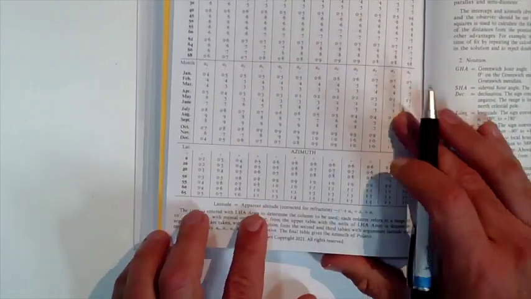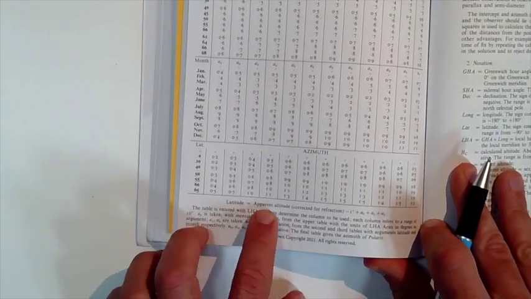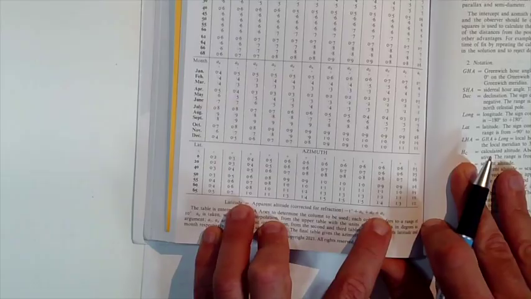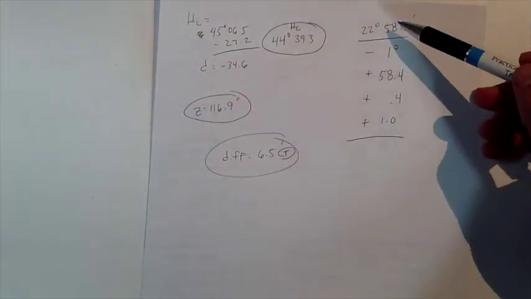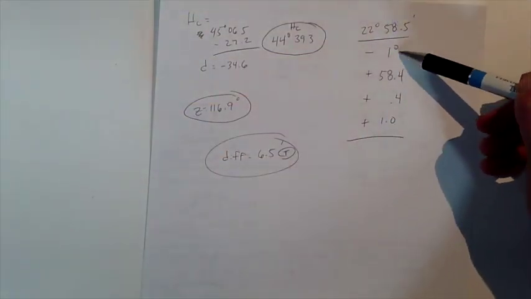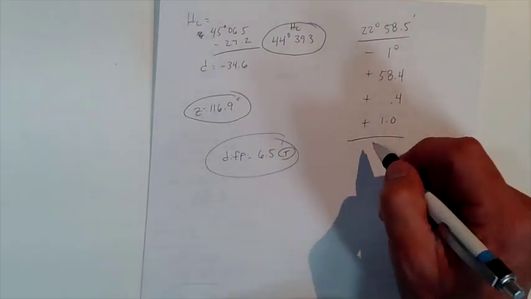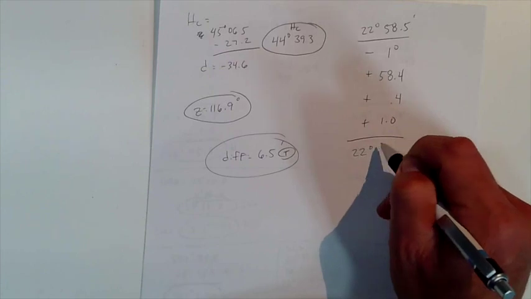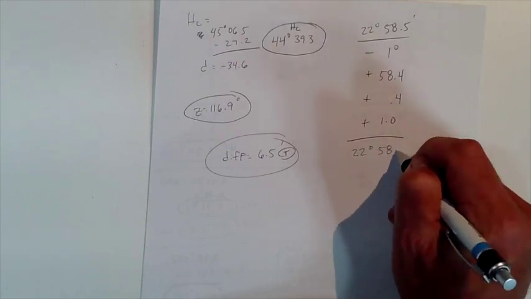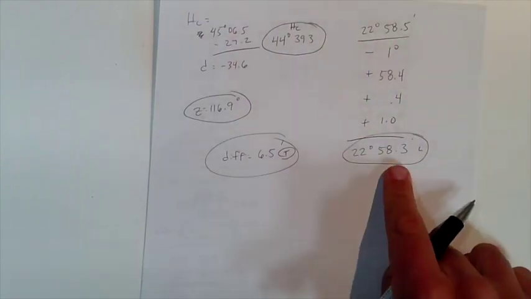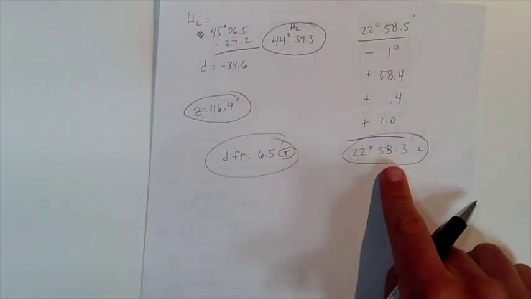And then they give you the formula right here. Latitude is apparent altitude minus 1 plus those 3 corrections that we just noted. So if we go into our page, here's our apparent altitude, minus 1 plus the 3 corrections. And if we do those corrections, we're going to get 22 degrees 58.3 for our latitude, which is great. That's our designated latitude. You don't need to do anything else with the Nautical Almanac from there.